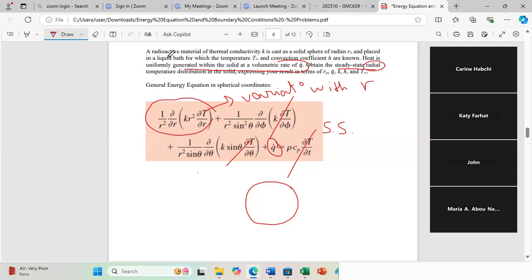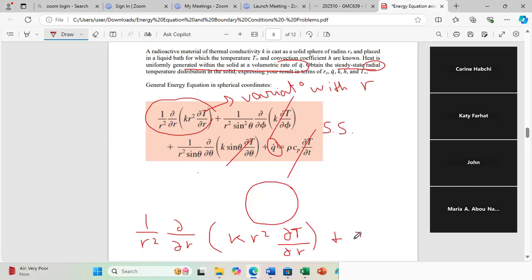So after considering the given, we can say that our equation will reduce to 1 over R square del by del R of K R square del T by del R. And because T is only varying with R, you can replace del by D because you have only one variable, it's one dimensional. Okay, so plus Q dot equal to 0.